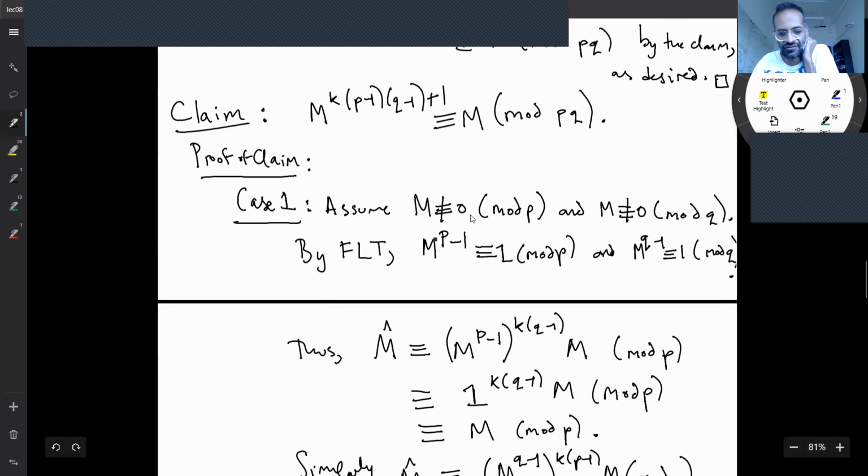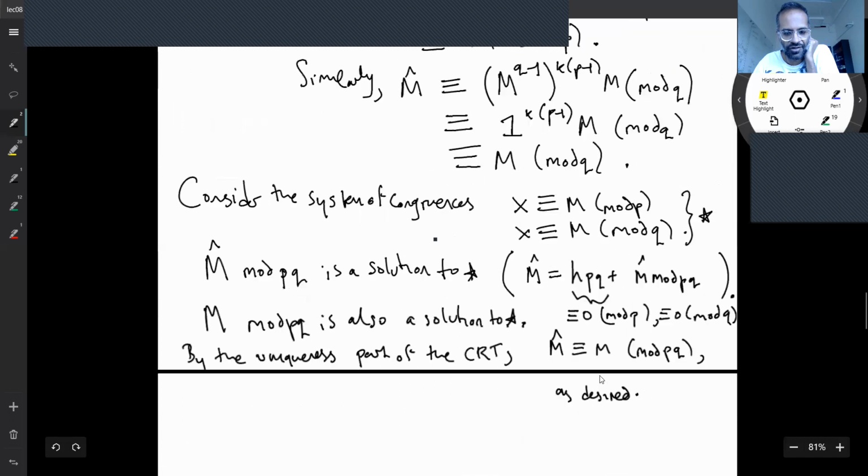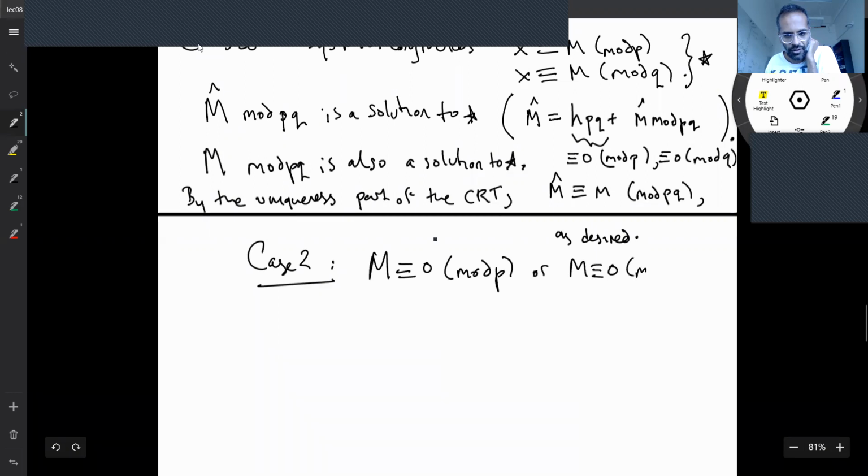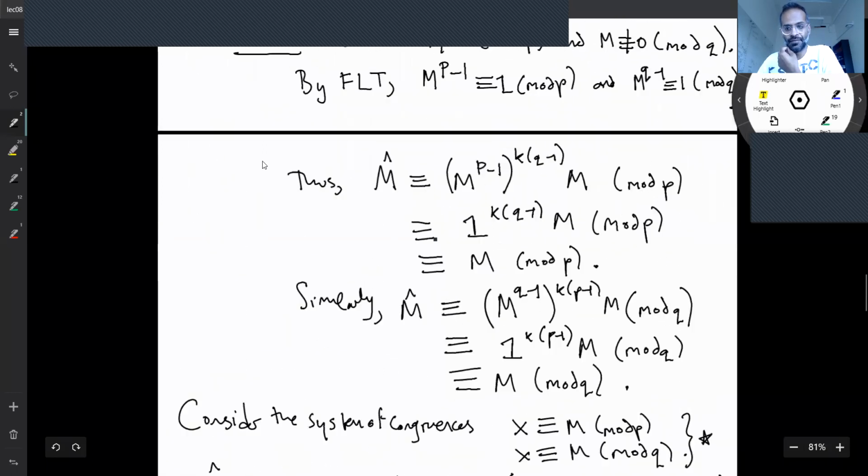Okay, now there's another case, which is one of these things is divisible by m. So case 2 is that either m is congruent to 0 mod p, or m is congruent to 0 mod q. This is actually much easier. I'll just skip it. You can read it in the book if you want. But really the main action is in this first case here.